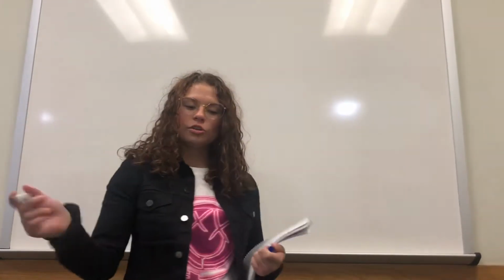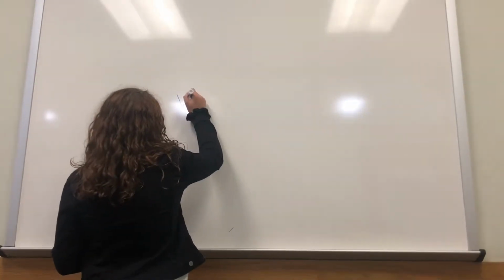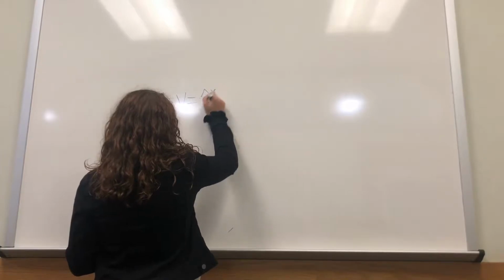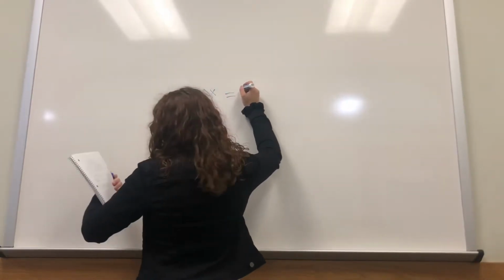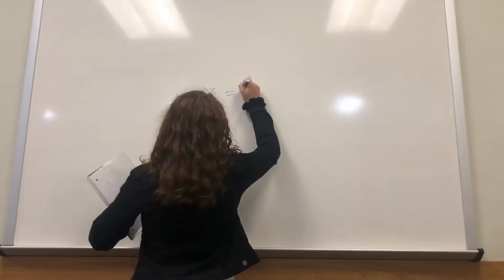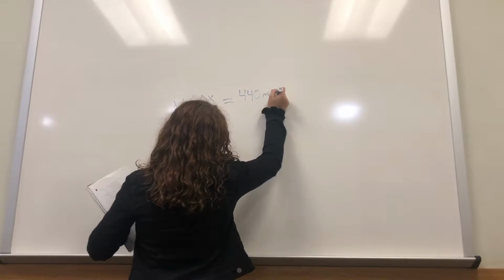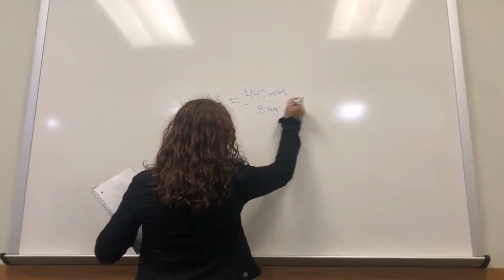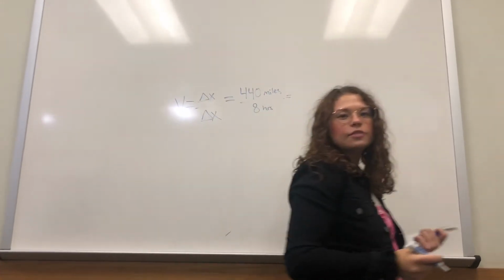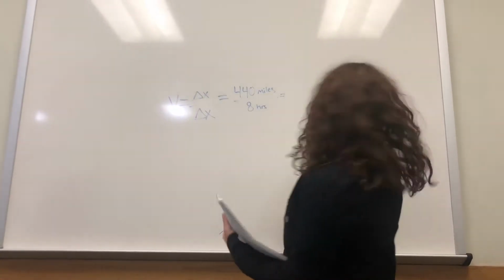So first we're going to find the speed that he usually drives at. We're going to use the equation velocity equals change in x over change in time. And our change in x, as it said, was 440 miles, and our change in time was 8 hours. And so we need to divide those two. So the speed he usually drives at is 55 miles an hour.